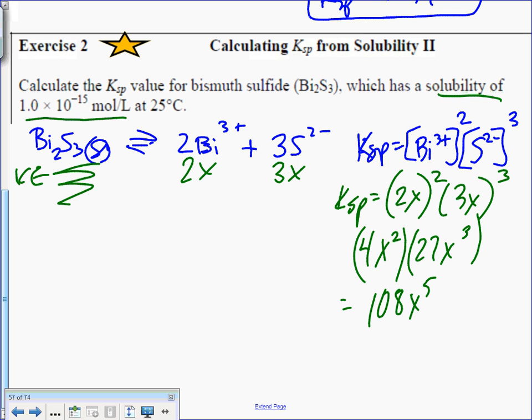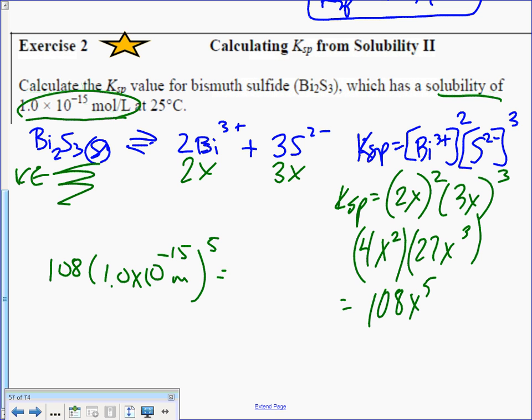All right, so on some of your math work, on your quizzes, it's beneficial to you, Anthony, to not just stop here, because I know you can plug in x, but you might accidentally forget a squared or a number someplace or parentheses. It's good to get it down as simple as possible so you can plug in one number. So here, I'm going to do this number for x. So then 108 times 1.0 times 10 to the negative 15th molar to the 5th power is going to be my KSP value. What is that?